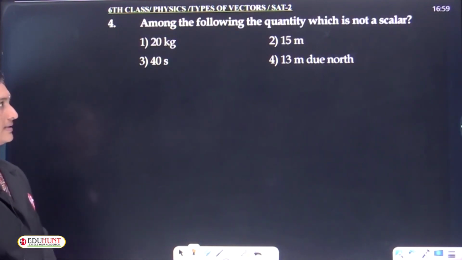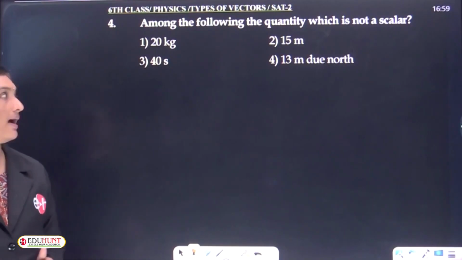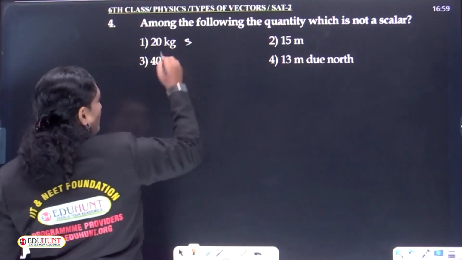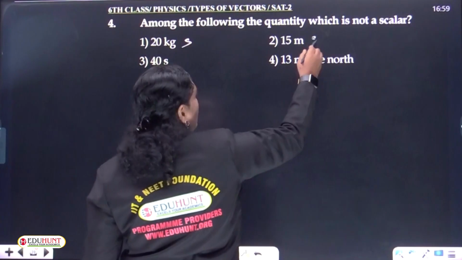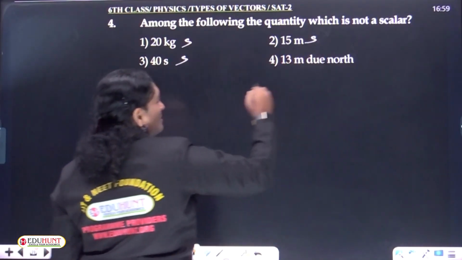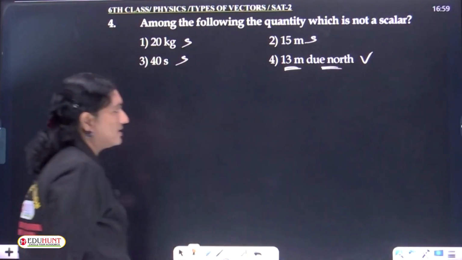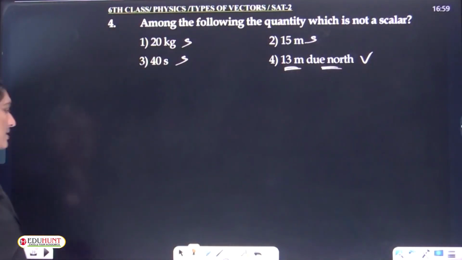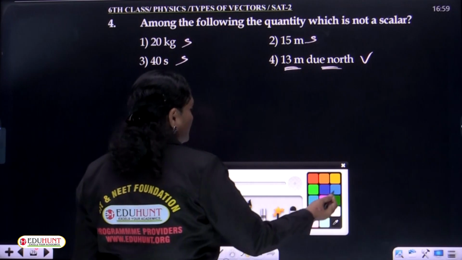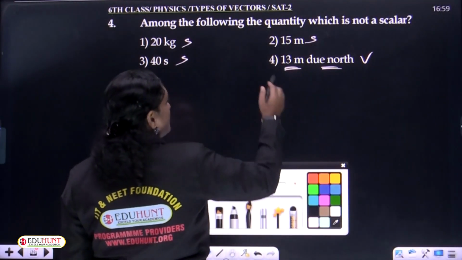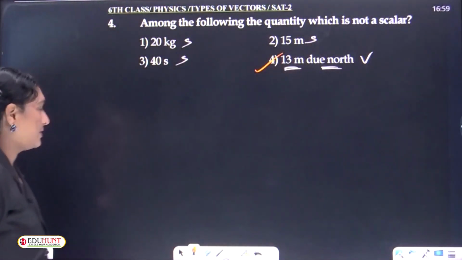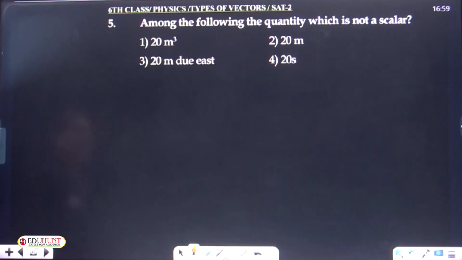Moving with the fourth question, children. Among the following quantities, which is not a scalar? So 20 kg magnitude is a scalar, 15 meter is a scalar, 40 seconds is also a scalar, but it has both the magnitude as well as direction. Hence, it is a vector quantity. So, which among them is not a scalar quantity, children? Option 4.